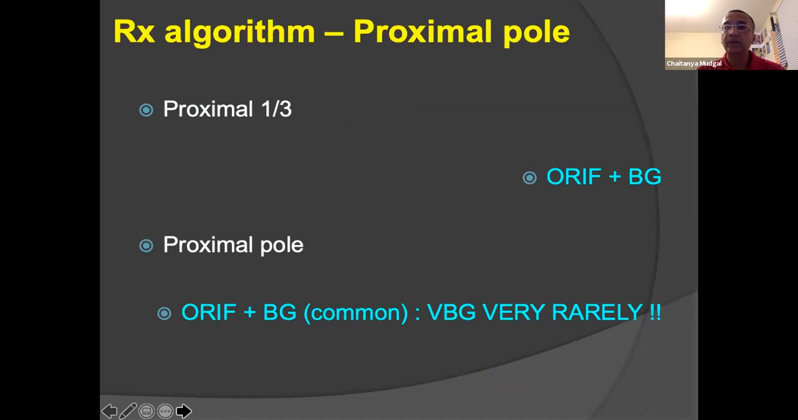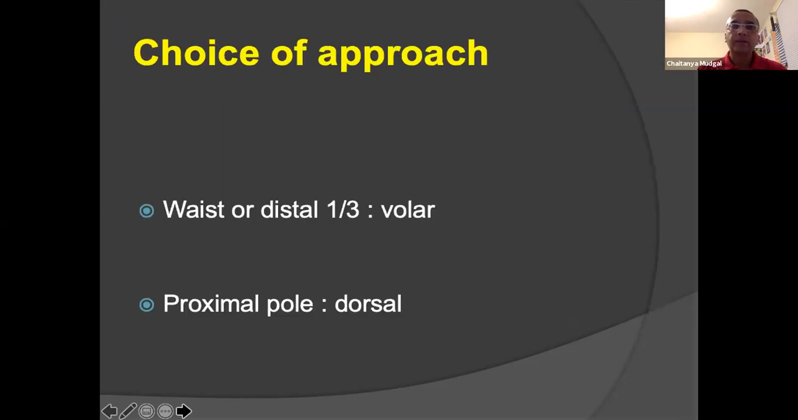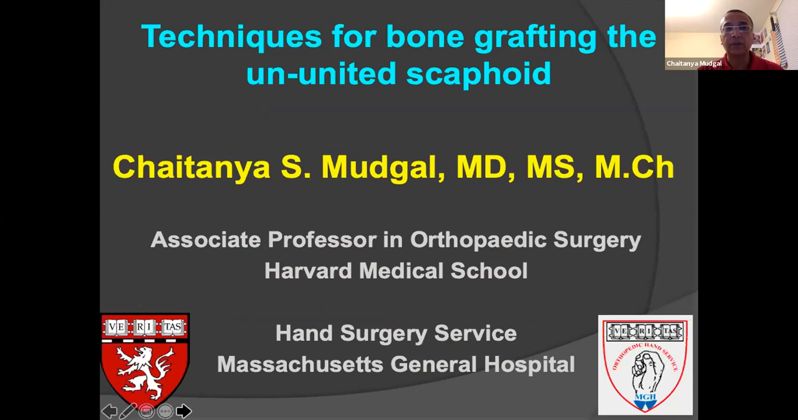For proximal thirds, it is basically internal fixation and bone grafting. And if it is dysvascular, I used to use vascularized bone graft and I've gone away from it over the last 10 to 15 years. Choices of approach, very simple. If it's a waist or distal third, I go volar. And if it's proximal, I go dorsal.